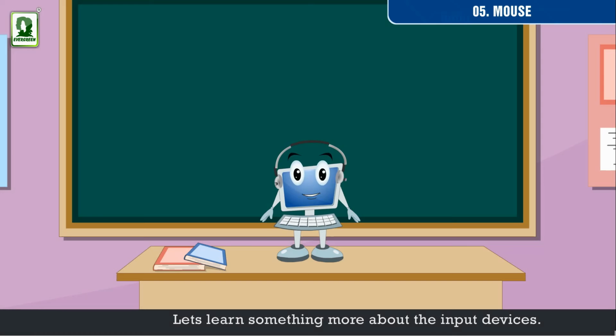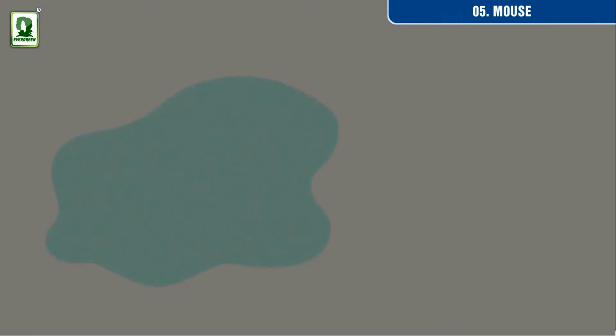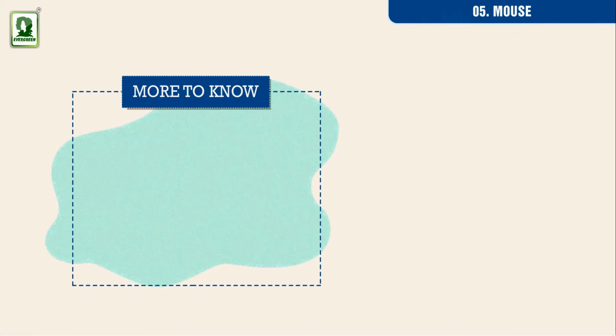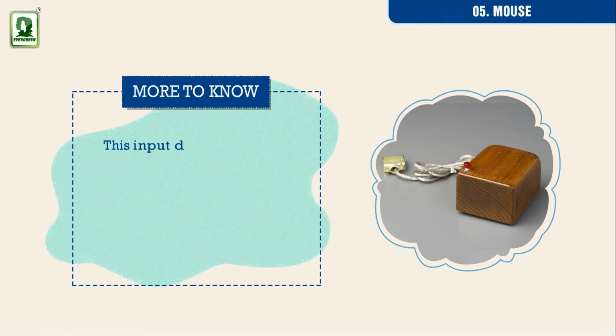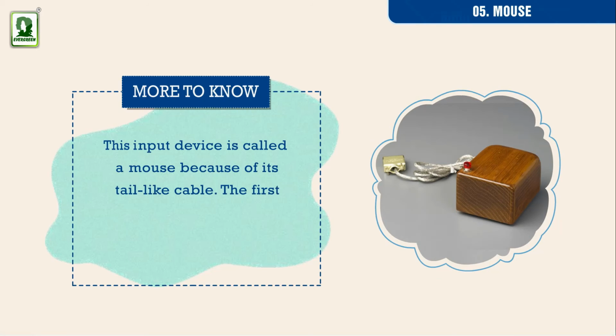Let's learn something more about the input devices. More to know. This input device is called a mouse because of its tail-like cable. The first computer mouse invented was made of wood.